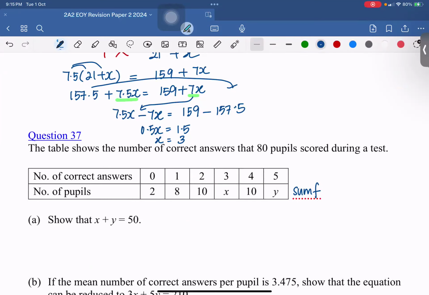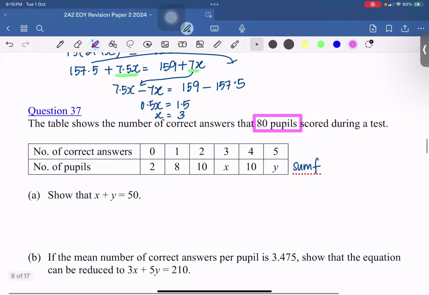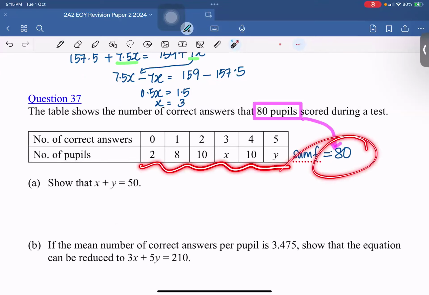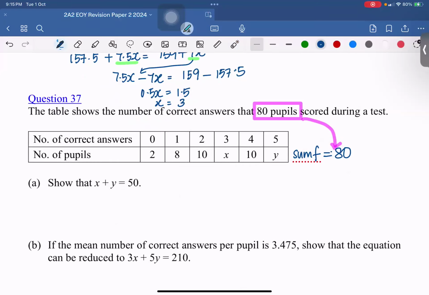But at the same time, the question says there are totals. Plus everything and then you leave x and y out, and then the summation is equal to how much? Sum f equals 80, sorry, not 50. So I add all these numbers, it should give me 80, plus x and y.